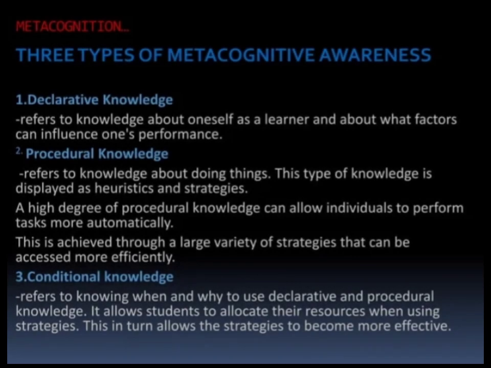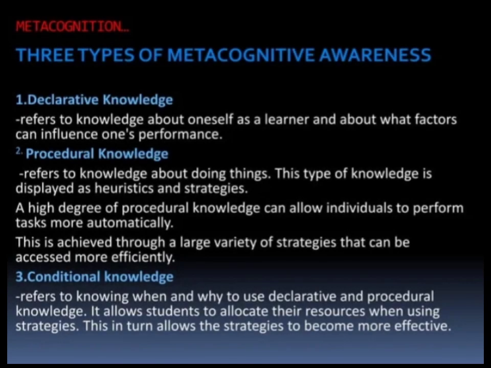And now in metacognition, we have 3 types of awareness. We have declarative knowledge, and it refers to knowledge about oneself as a learner and about what factors can influence one's performance. And also we have procedural knowledge. It refers to knowledge about doing things. The last one is conditional knowledge.